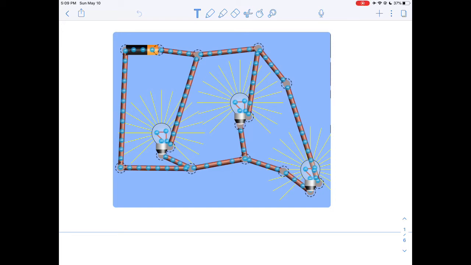Hello again, 8th grade physics. We are now going to talk about Ohm's law in parallel circuits compared to series circuits. It's a little more complex with the parallel circuits, so let's get started.